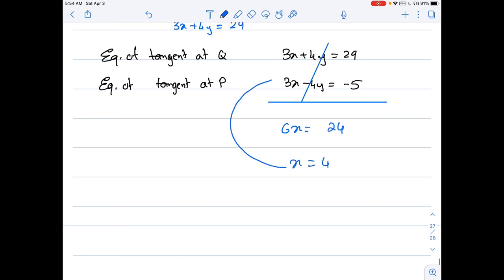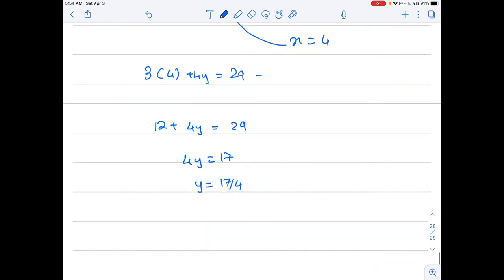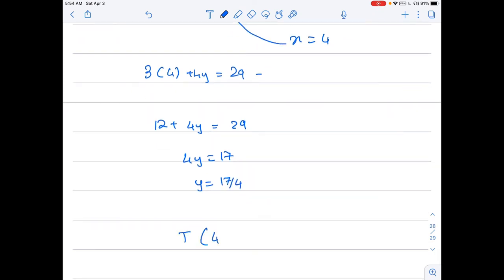Plug in x is equal to 4 in any one of the equations. I am plugging into the first equation. 3 times 4 plus 4y is equal to 29. It implies 12 plus 4y is equal to 29. 4y is equal to 17. y is equal to 17 upon 4. So T is 4 comma 17 upon 4. So those are the coordinates of T.